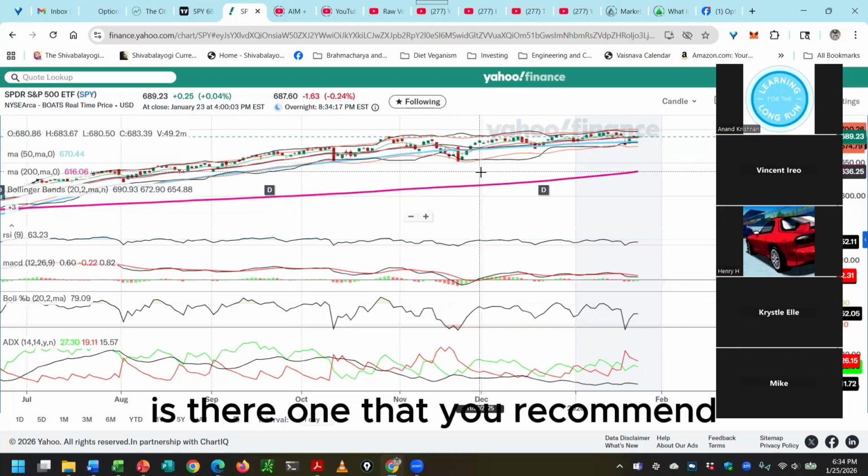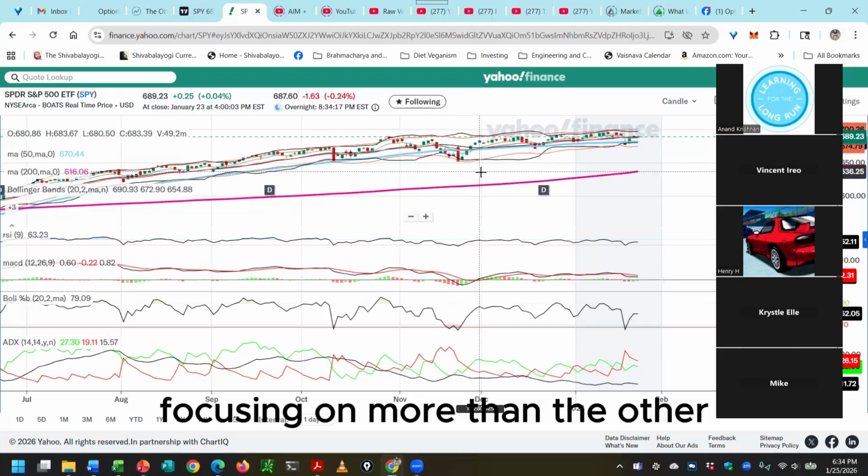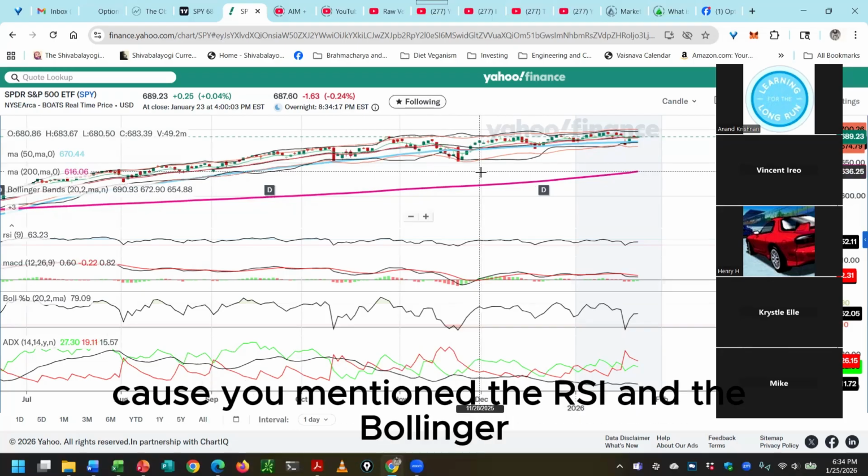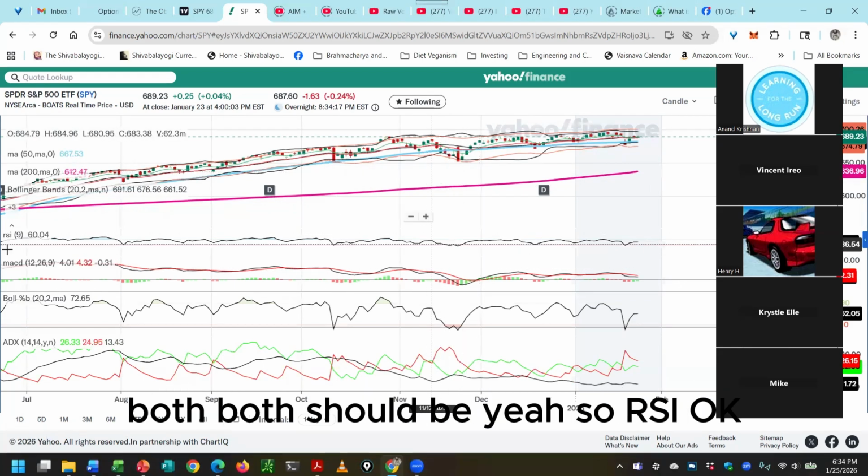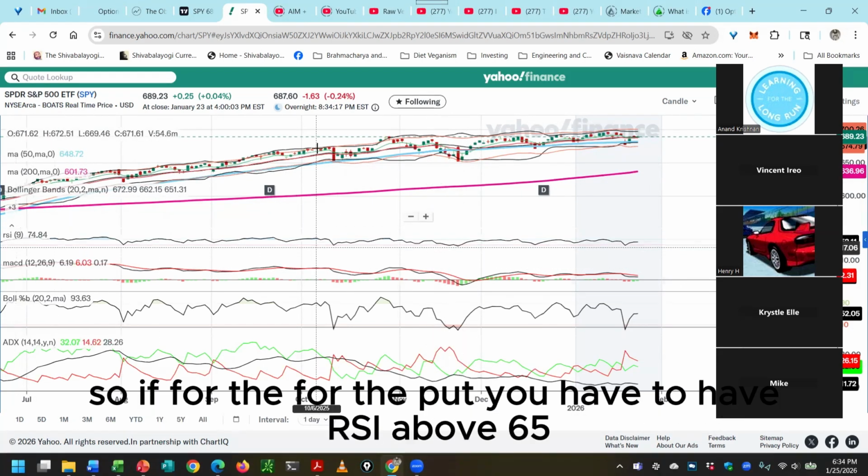Is there one that you recommend focusing on more than the other, or should we focus on them together? Because you mentioned the RSI and the Bollinger, so should we look at both of those? Both should be, yeah. So RSI. Okay, so for the put, you have to have an RSI above 65.